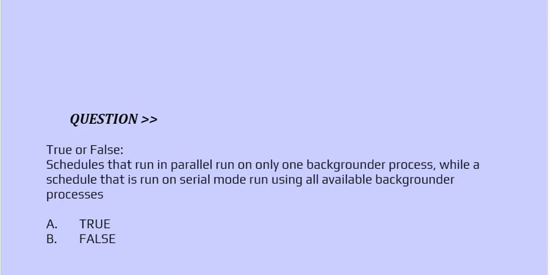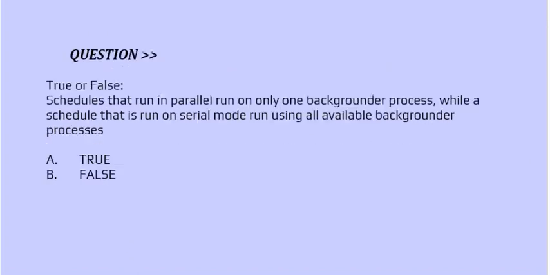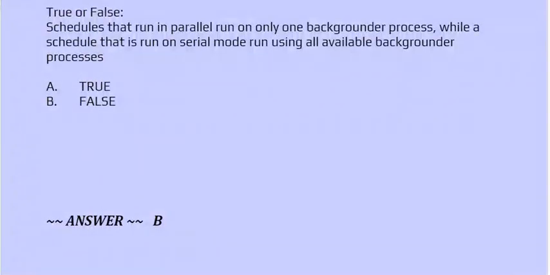Next question is true or false. Schedules that run in parallel run on only one backgrounder process, while schedules that run in serial mode run using all available backgrounder processes. Option A, true. Option B, false. Correct answer is option B, false.